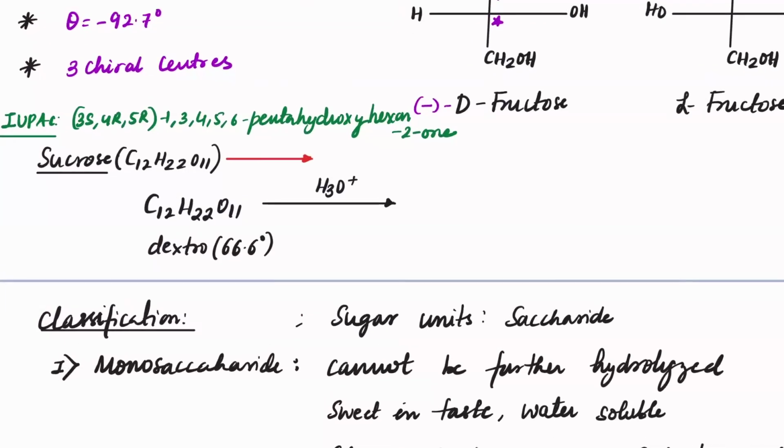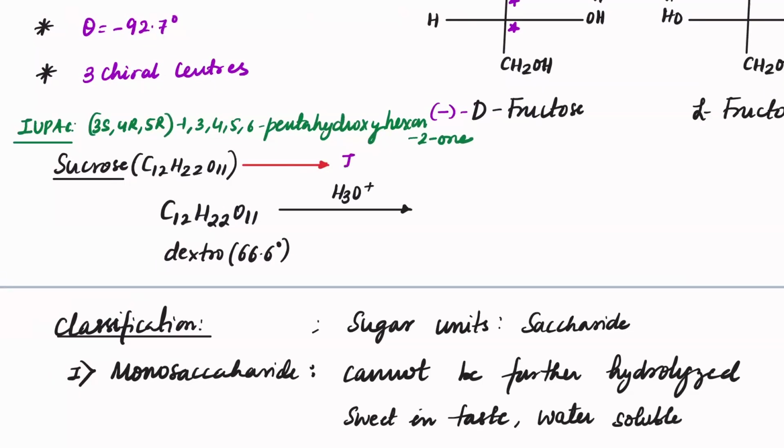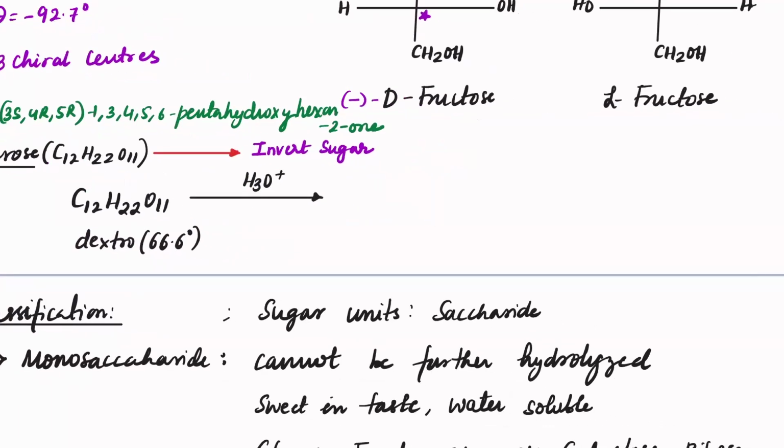Check out the brief information about sucrose also. Sucrose is also known as invert sugar. Its molecular formula is almost like double that of glucose without a water molecule. When you add that water molecule in acidic medium, it converts into C6H12O6, which is glucose, and another C6H12O6, which is fructose.